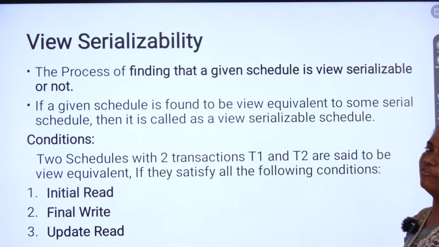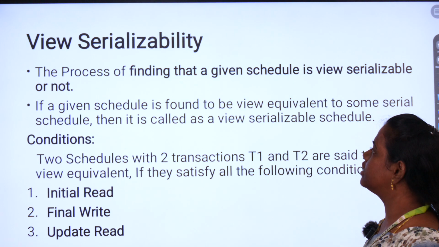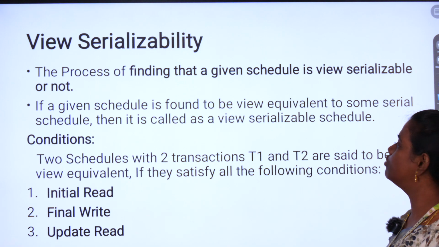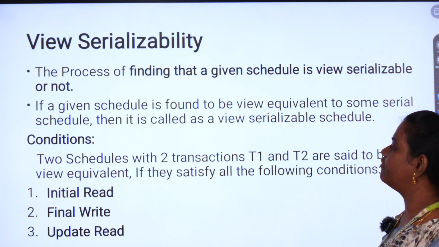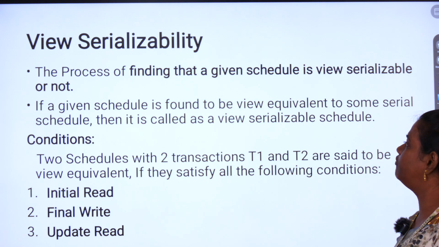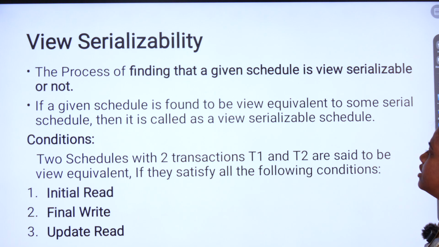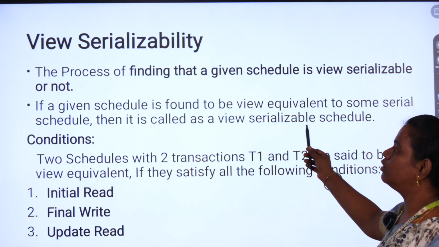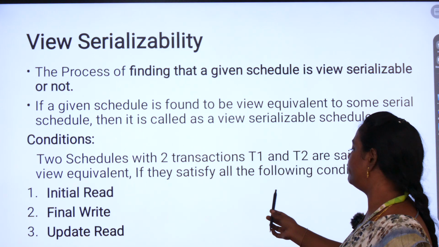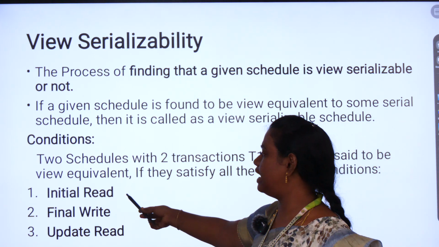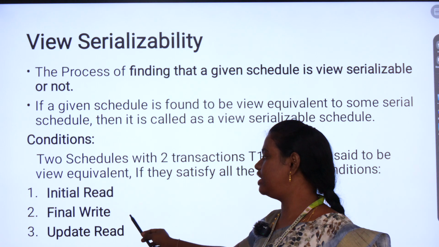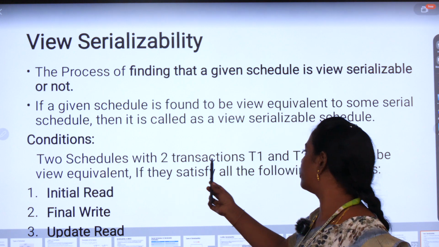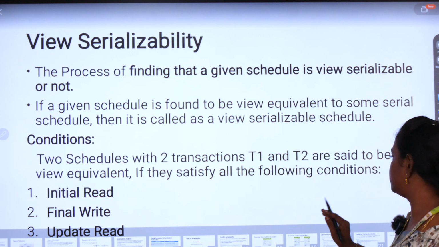So next is view serializability. View serializability is a process of finding whether a given schedule is view serializable or not. If a given schedule is found to be view equivalent to some serial schedule, then it is called a view serializable schedule. For view serializability, we have three conditions: first is initial read, then final write, and then update read. Here, for two schedules, we are going to check these three conditions.